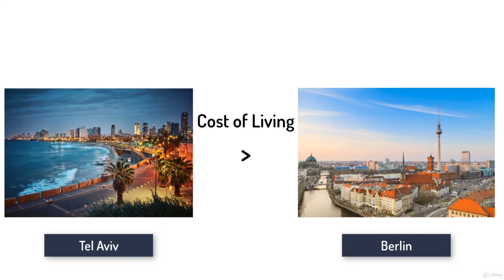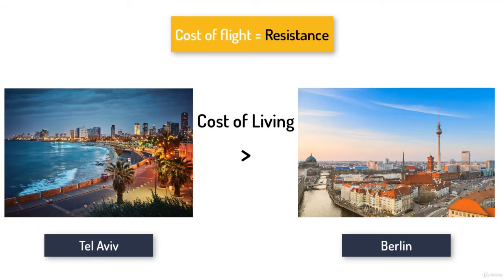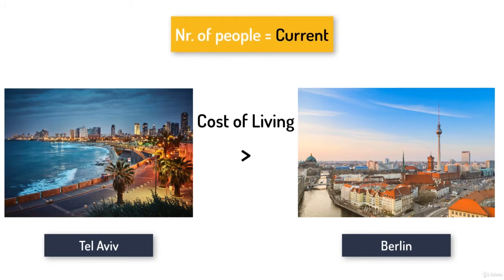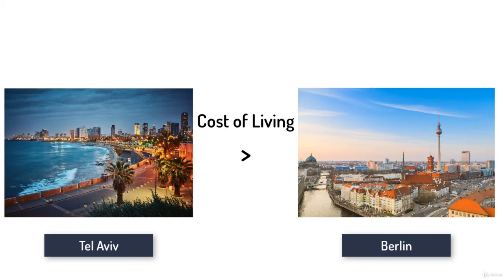Relocating, however, is not trivial. You have to pay for the flights. So if the flights are expensive, only the most motivated people will travel, but if the flights are cheap, the amount of people traveling will increase. So the cost of flights is the equivalent of electrical resistance, and the actual number of people moving from Tel Aviv to Berlin every day resembles current.